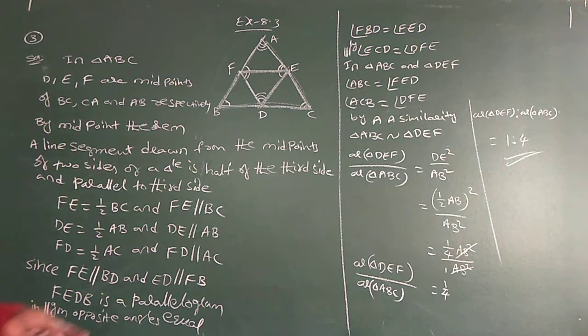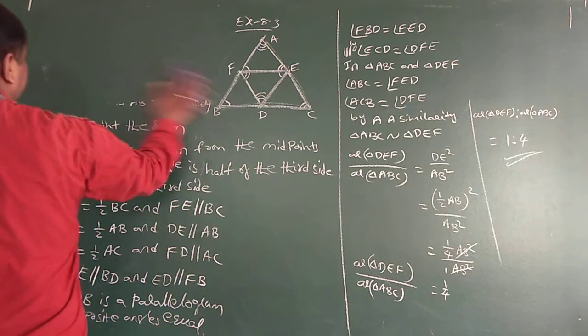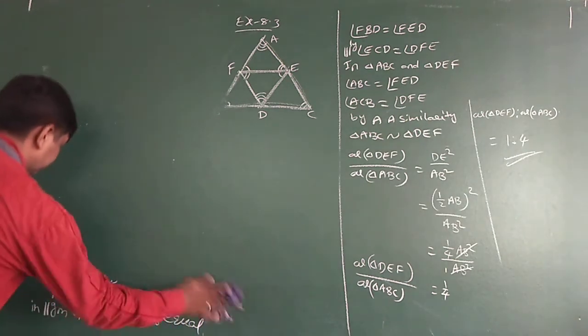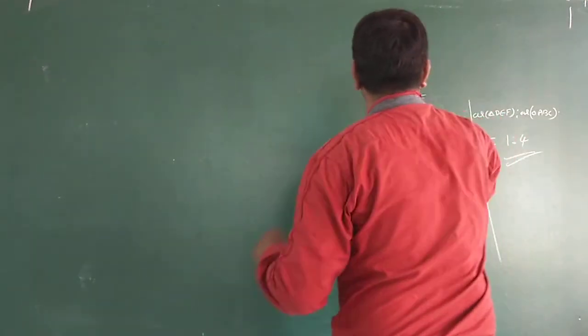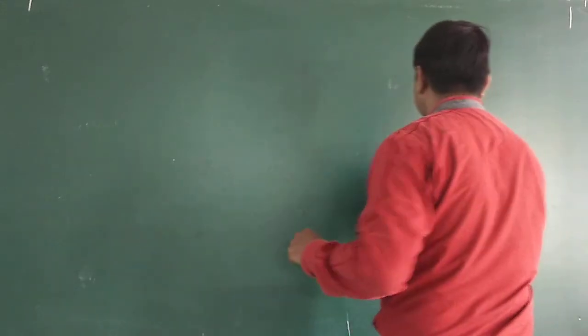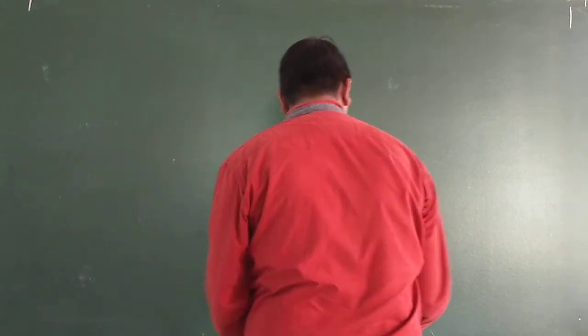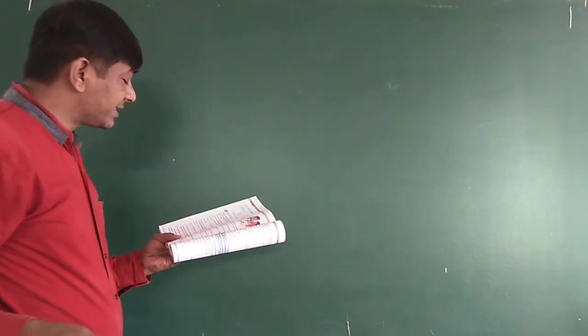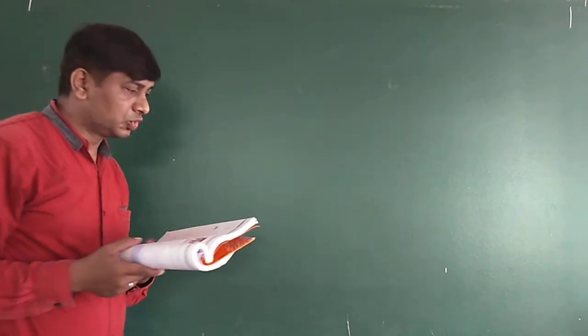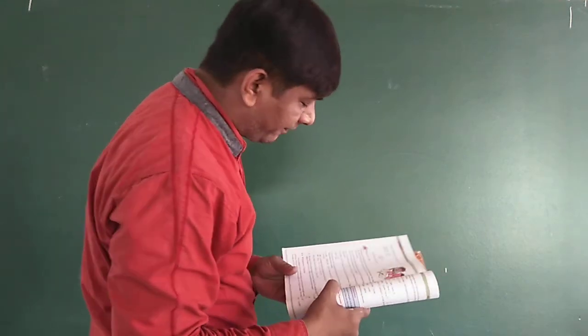Okay. After this, next question. Now fourth problem: in triangle ABC, XY is parallel to AC and XY divides the triangle into two parts of equal area. Find the ratio of AX by XB.